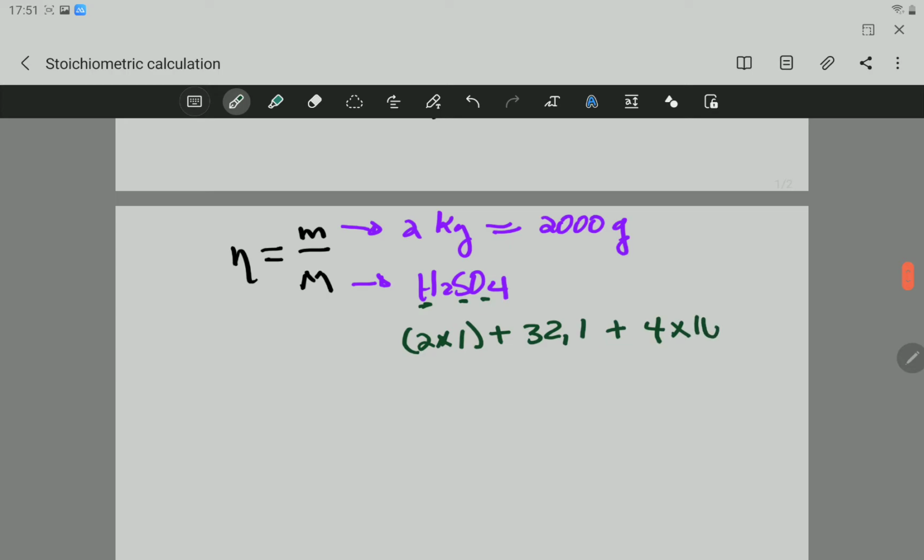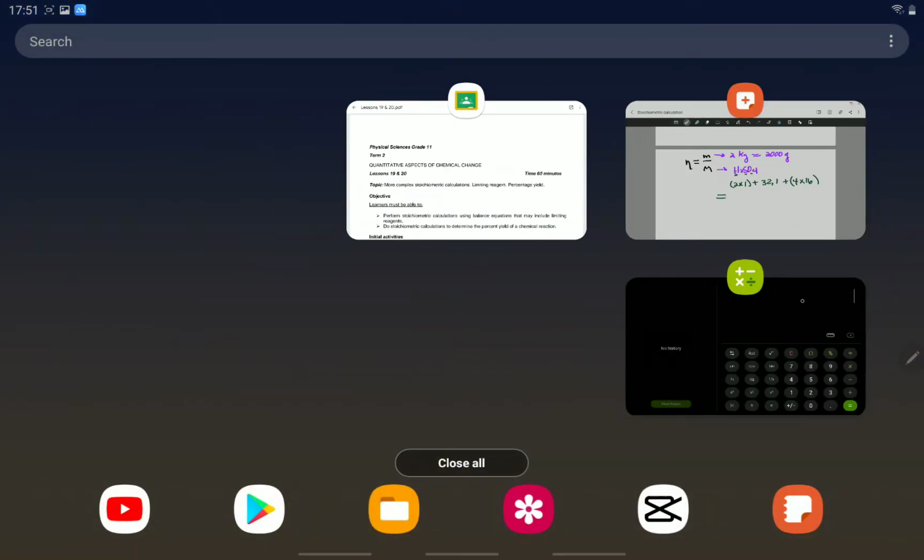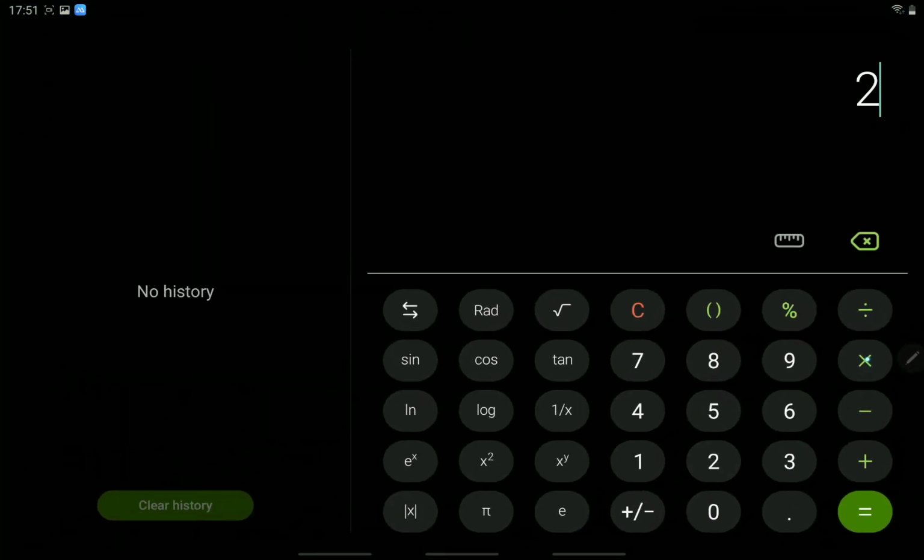So 4 times 16. Okay, so let's do this calculation in the calculator. 2 times 1 is 2, plus 32.1, plus 4 times 16.